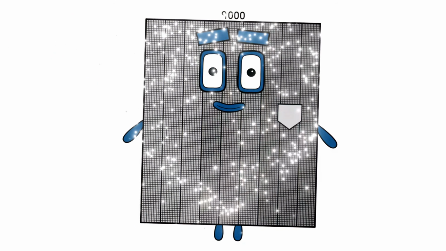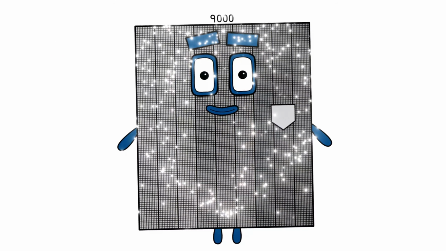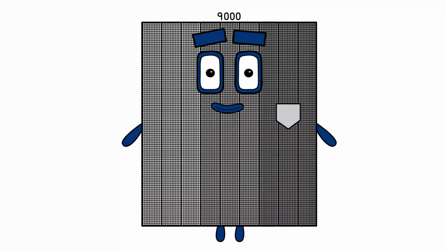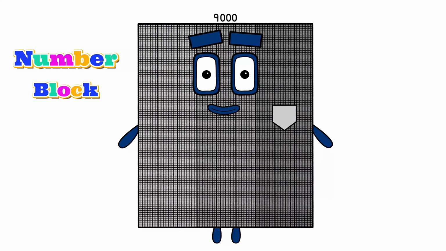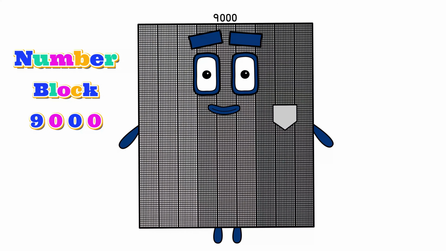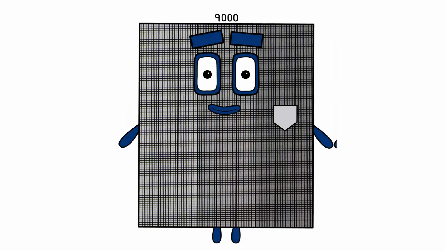Whoa! Look at this cool gray character! Hello, super learners! Welcome back! Today, we are going to draw and color Numberblock 9000. Did you know Numberblock 9000 is 9 groups of 1000? 9000!